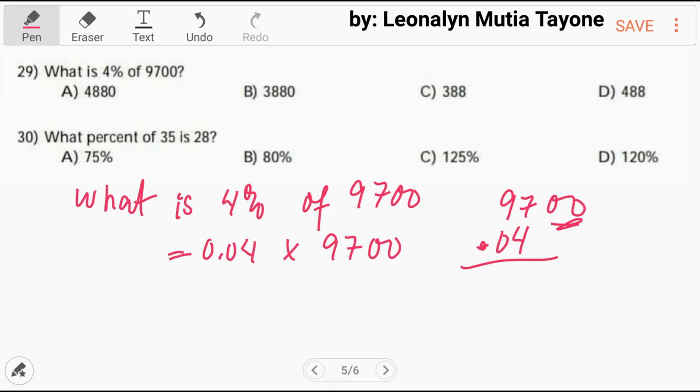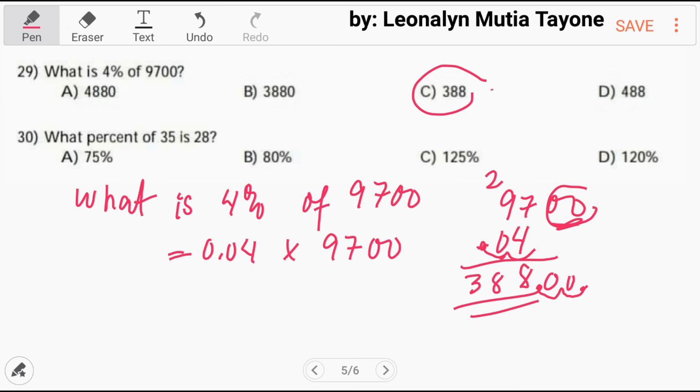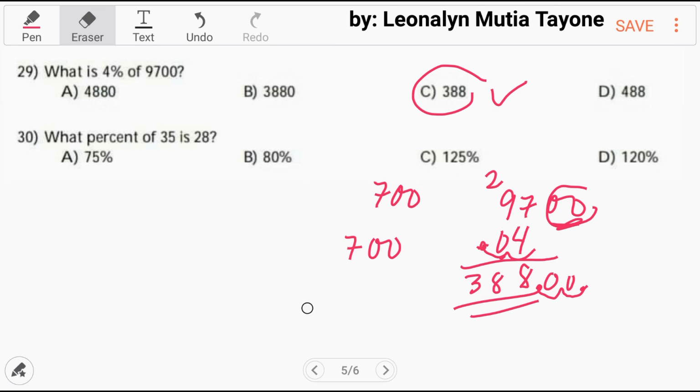7 times 4, this is 28, carry 2. 9 times 4, 36 plus 2, 38. 0 lang naman yan. So, wala na yan. Kasi mag-0-0 ka rin yan. So, ignore mo lang yan. Next, ito, i-add mo dito. Now, huwag mo kalimutan yung decimal mo. 1, 2. So, mag-move ka rin ng 1, 2. So, ang sagot ay 388. Letter C. Next, dito tayo sa number 30.